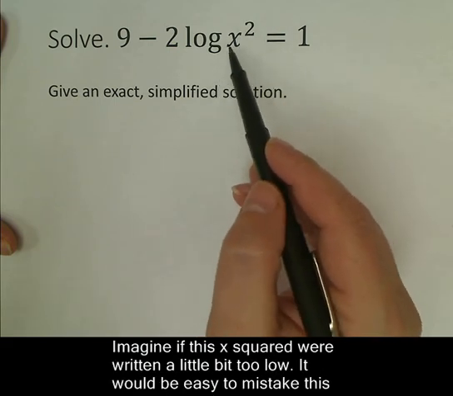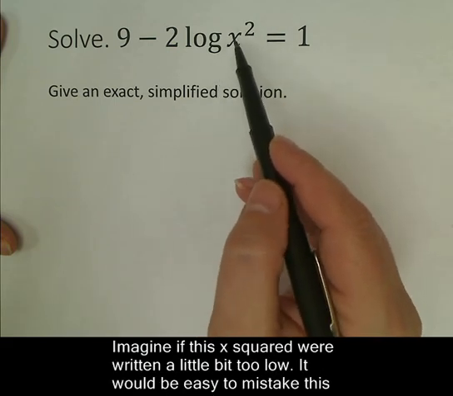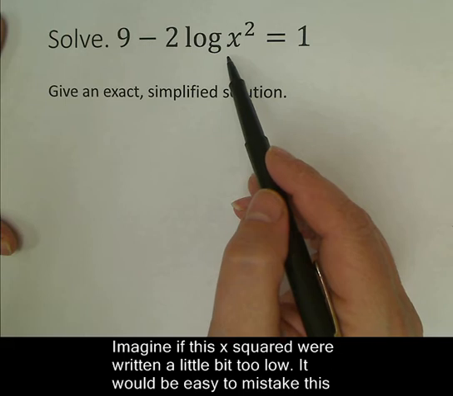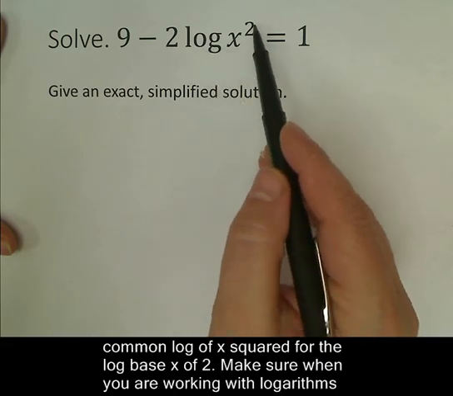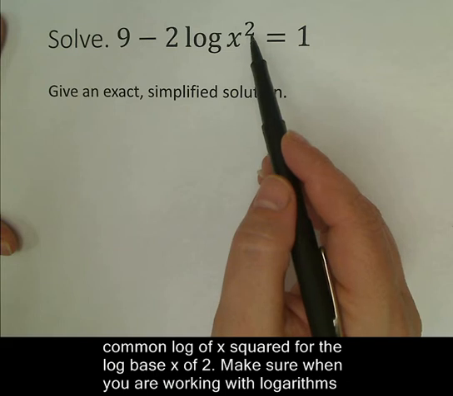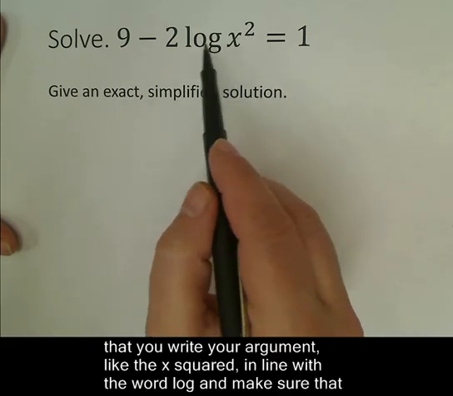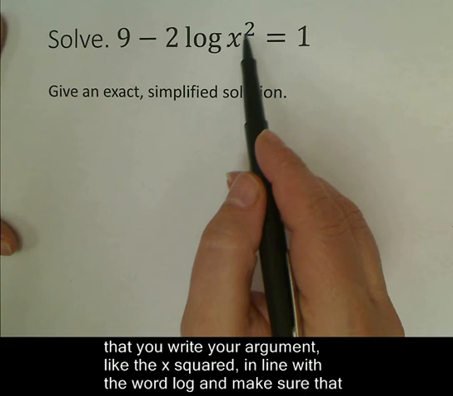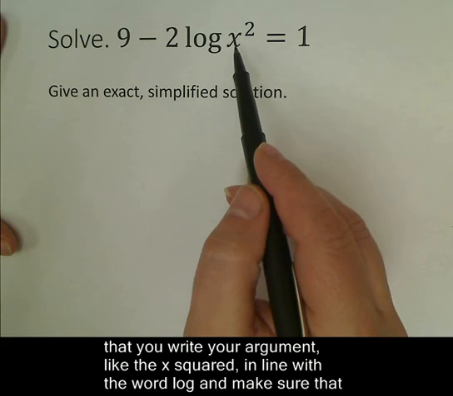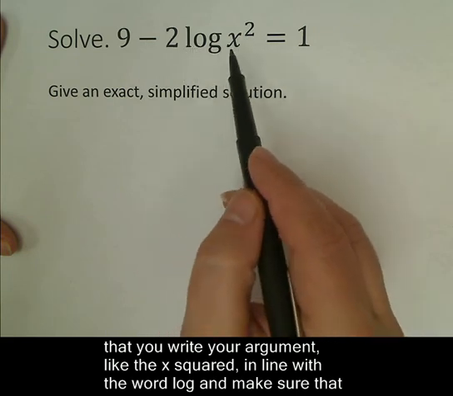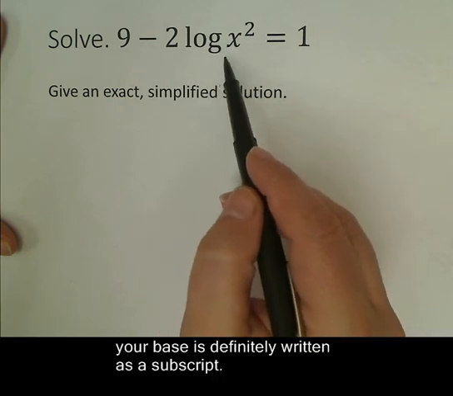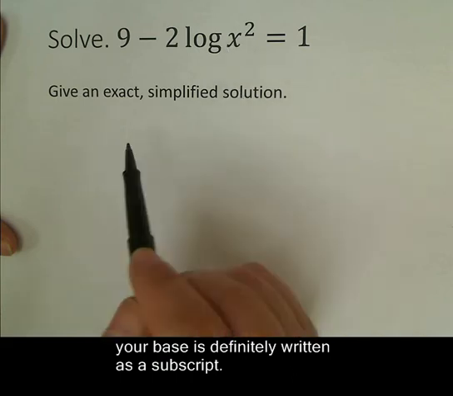Imagine if this x squared were written a little bit too low. It would be easy to mistake this common log of x squared for a log base x of 2. Make sure when you are working with logarithms that you write your argument, like the x squared, in line with the word log, and make sure that your base is definitely written as a subscript.